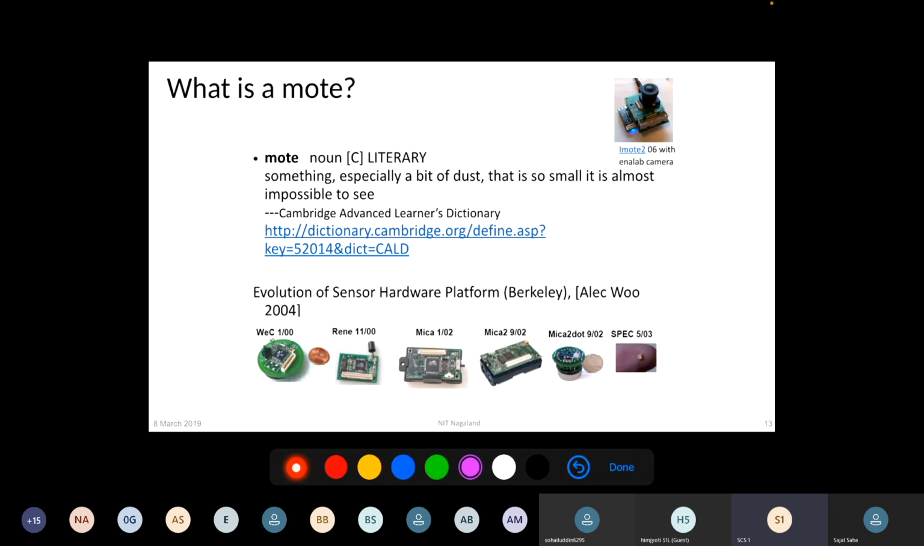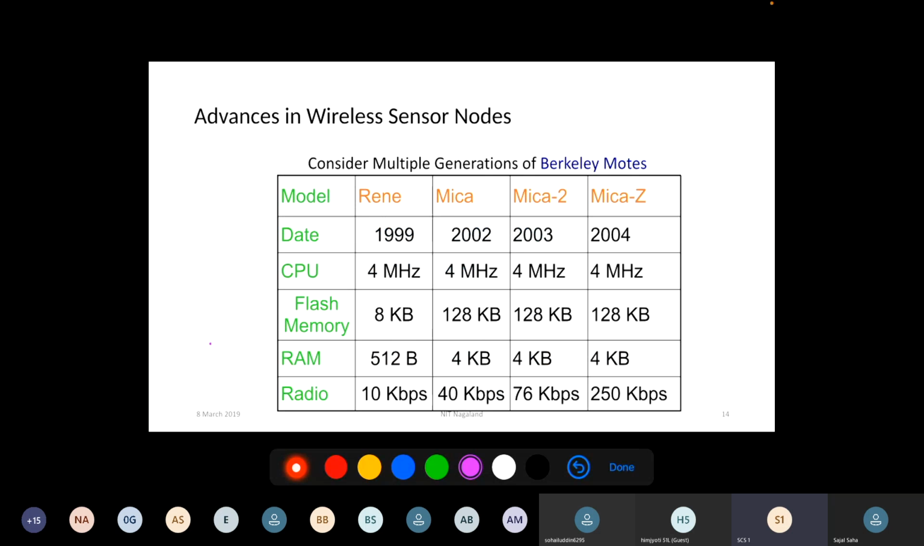And also I have discussed what is the configuration, like your CPU, then flash memory, then RAM, what should be the RAM size, and what is the speed of sending the data. Out of this, you can see that the Mica Z has the highest speed of 250 kbps. Which is nothing nowadays, because nowadays each of the sensors is capable of sending the data at least with 500 kbps or 700 kbps.